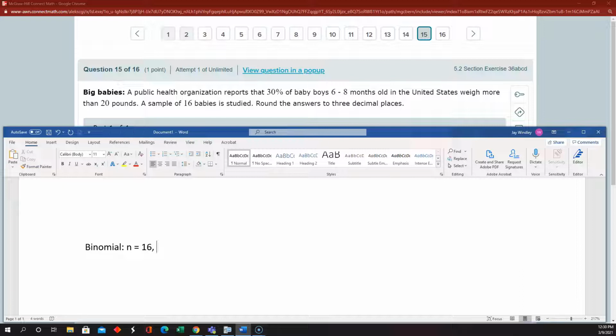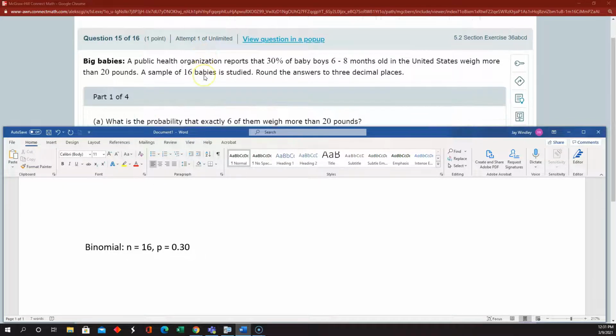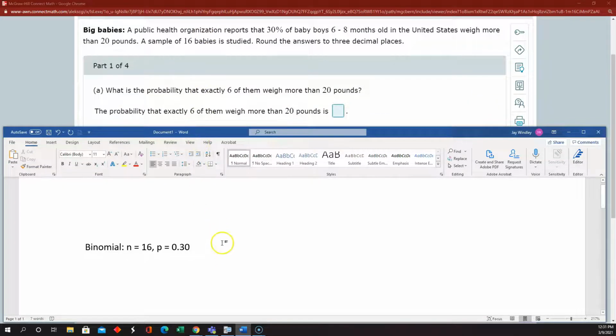Among baby boys 6 to 8 months old, 30% of them weigh more than 20 pounds. So we're going to call 30% or 0.30 our probability of success. And so we want to know, if we select 16 babies, what is the probability that 6 of them weigh more than 20 pounds? So what is the probability of having 6 successes?